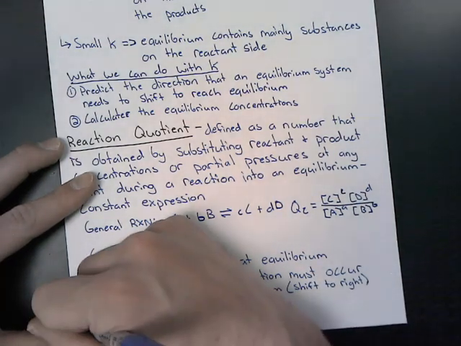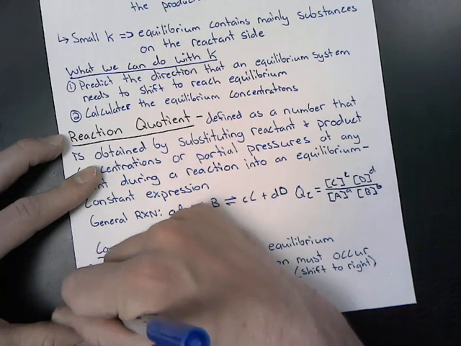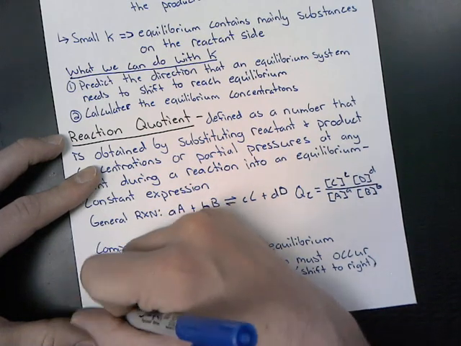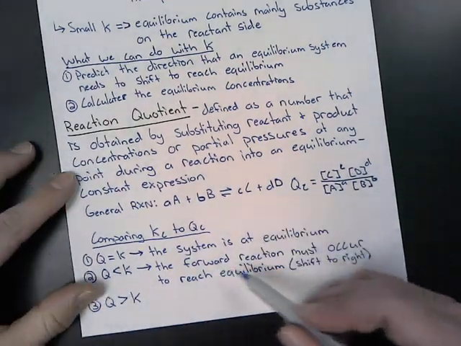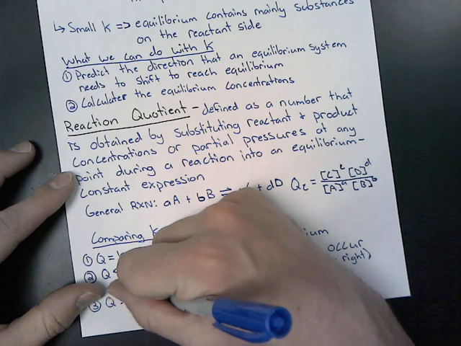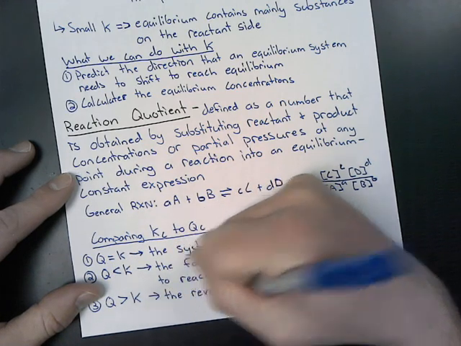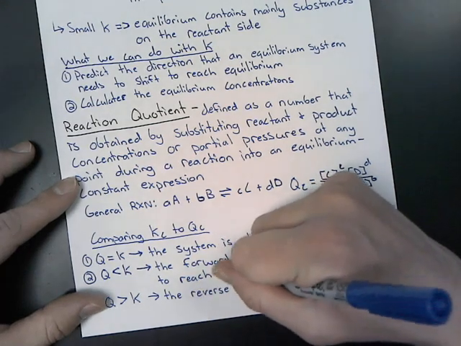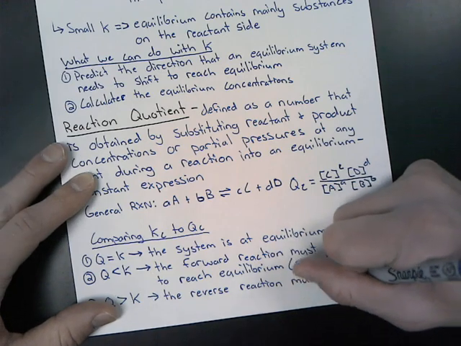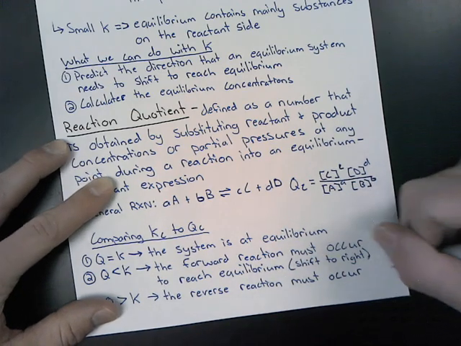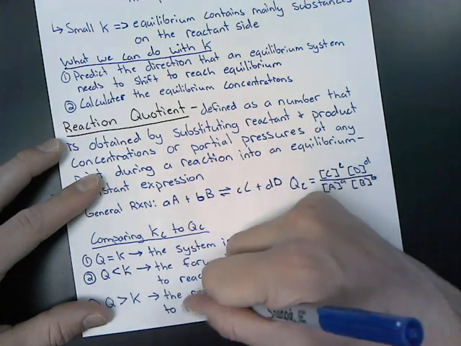Now, just the reverse is true if we get to a scenario where Q is greater than K. This is just the opposite of the thing that we just wrote here. So in this case, the reverse reaction must occur to reach equilibrium.